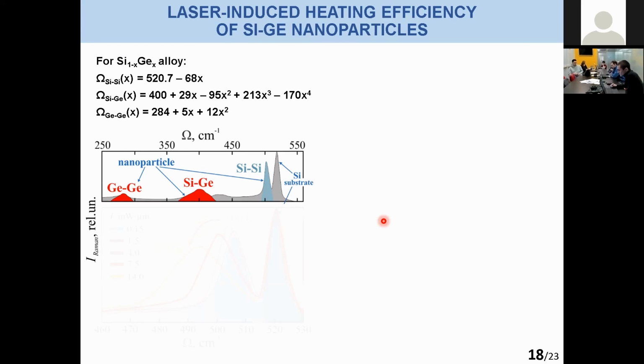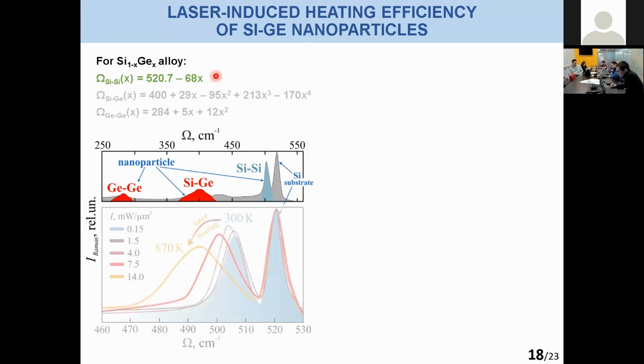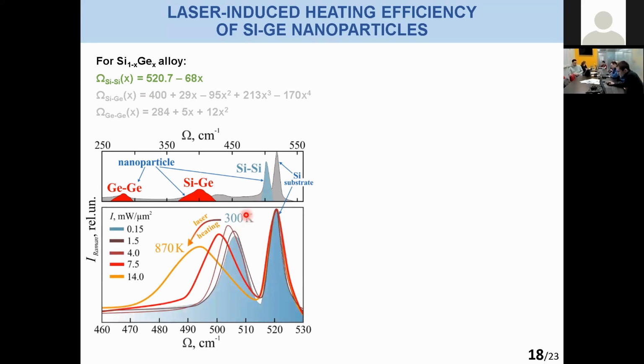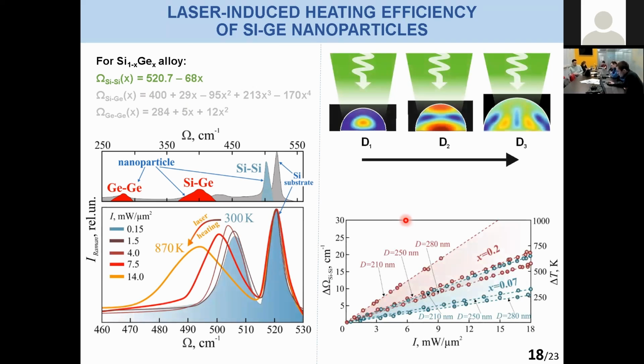For silicon germanium alloy, the mismatch of silicon and germanium lattices leads to a shift of the silicon-silicon band from the initial frequency of monocrystalline silicon. We can estimate the germanium concentration from the position of this band. This band is also temperature dependent. So systematic measurements of this shift value of the silicon-silicon band were carried out.